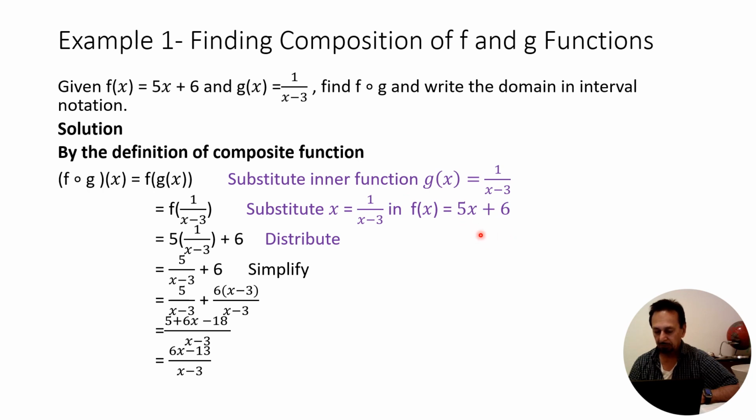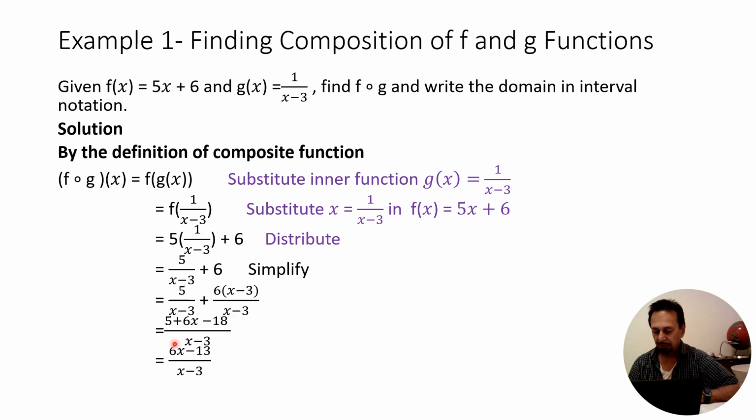So this will become 5, replace the x with 1 over x minus 3 and plus 6. Now we just simplify. So this becomes 5 over x minus 3 plus 6. And so this is a fraction, this is a whole number. So LCD is x minus 3. So we're going to convert 6 into a fraction with the same denominator as x minus 3. And how are we going to do that? We multiply 6 with x minus 3 and divide by x minus 3.